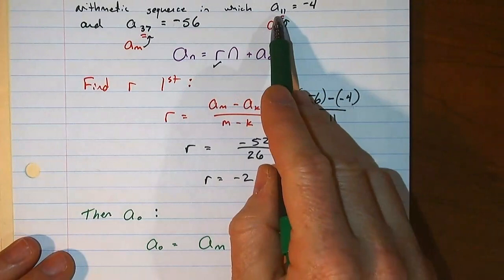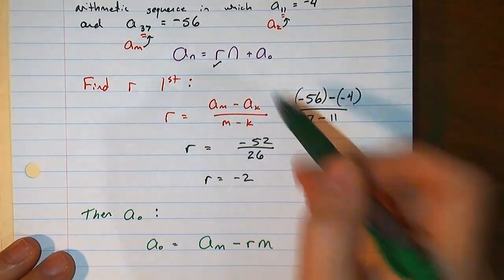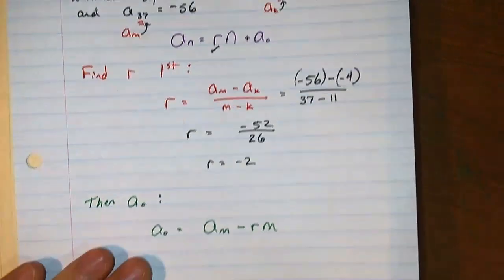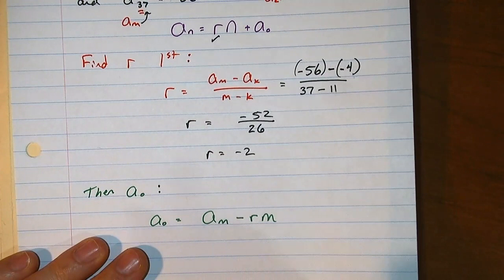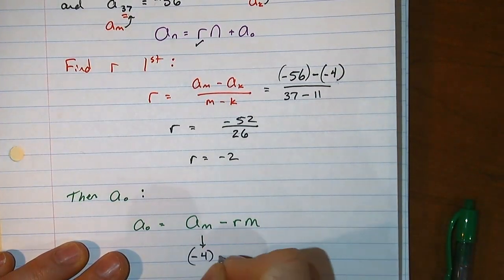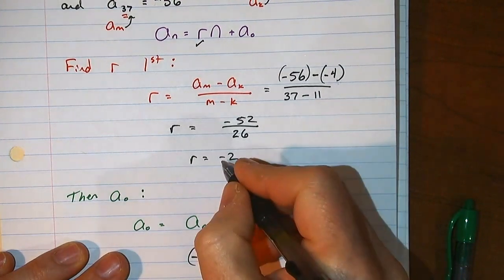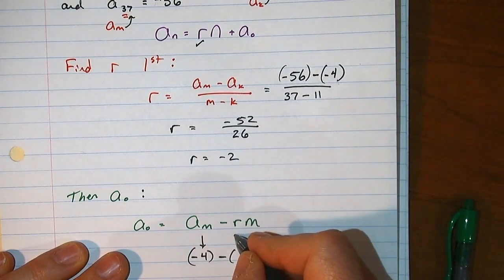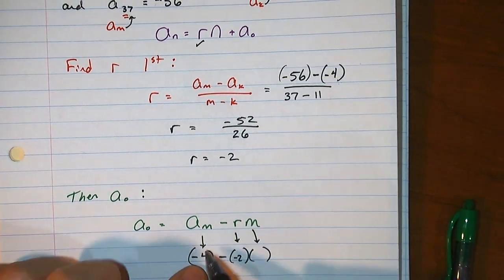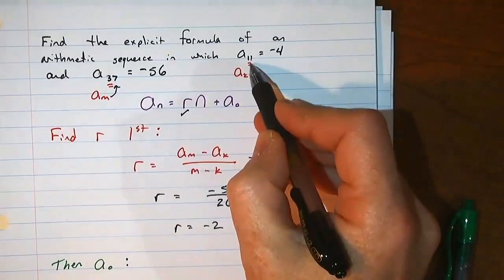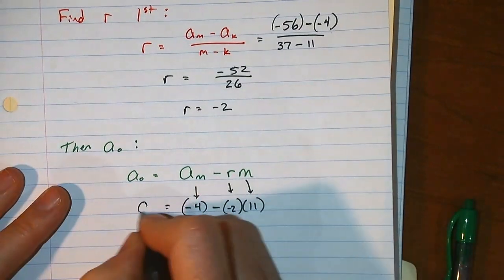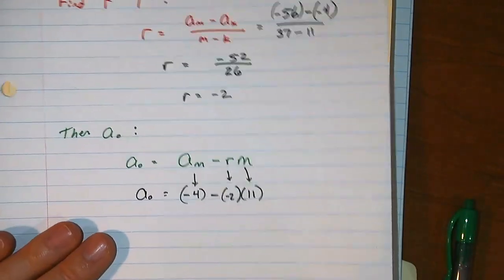So if I'm going to pick this one, then the value of the whole term is negative 4. So this piece here becomes negative 4 minus r, which we just found from up here. So r becomes negative 2. And the value of m is my subscript. In this case, my subscript is 11. And so this becomes my process for finding a sub 0.